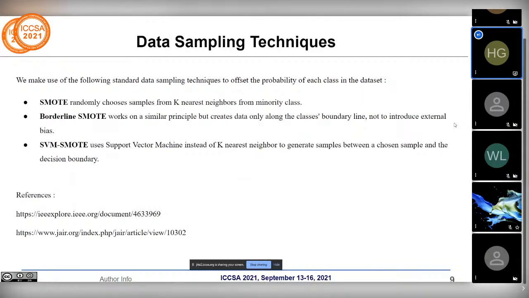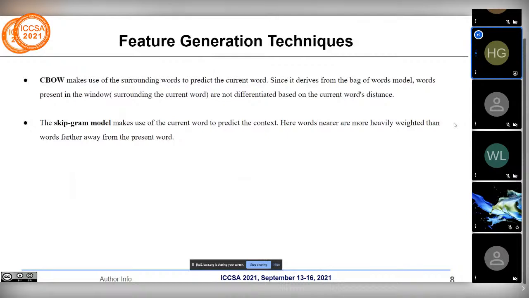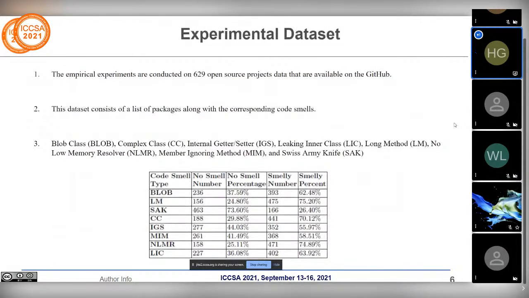Now, once the feature vectors are generated, we make use of data sampling techniques to ensure that the data is not too imbalanced in the classes. I'll just show here the experimental data set. If you can see the table in the slide, the smelly percent and the no smell percentage are highly imbalanced in many classes. For example, blob class has just 37%, and no smell percent is 62%. That is a huge imbalance. Then again, SAK class has 73% no smell percentage, and smell percentage is just 26.